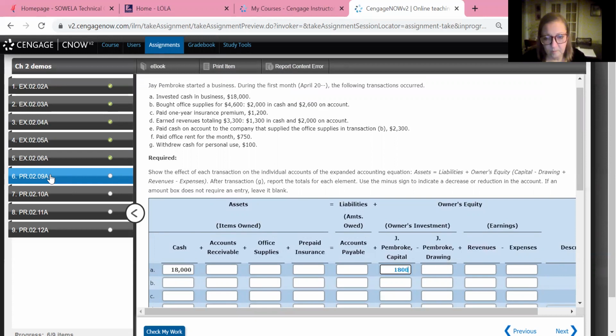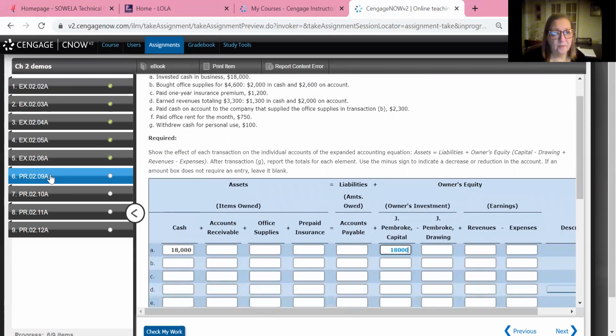his capital. Okay, that look right? They don't ask for a description. B, he bought office supplies. That means he's going to show us an asset account of $4,600 for $2,000 cash and $2,600 on account. Oh, so yeah, that is a compound entry.